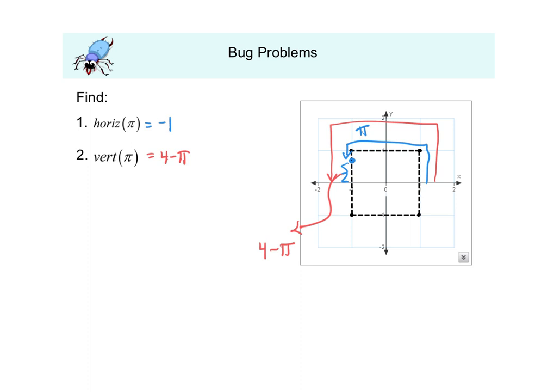Notice horizontal of pi is negative here. It's to the left of the y-axis. And vertical of pi is actually positive. It is above my x-axis. That's not always the case. For example, in quadrants 3 and 4, vertical of t is negative. In quadrants 2 and 3, horizontal of t is negative.